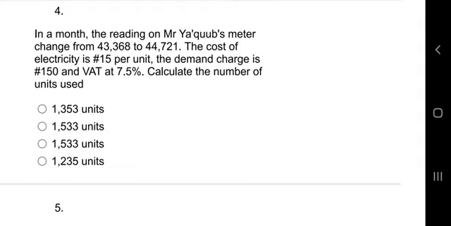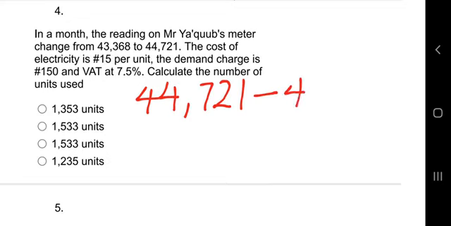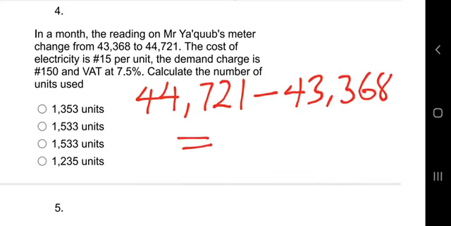That is the difference between the current reading, which is 44,721, minus the previous reading, which is 43,368. By the time we subtract it, we're going to have 1,353 units. So that is this option. So the next question.